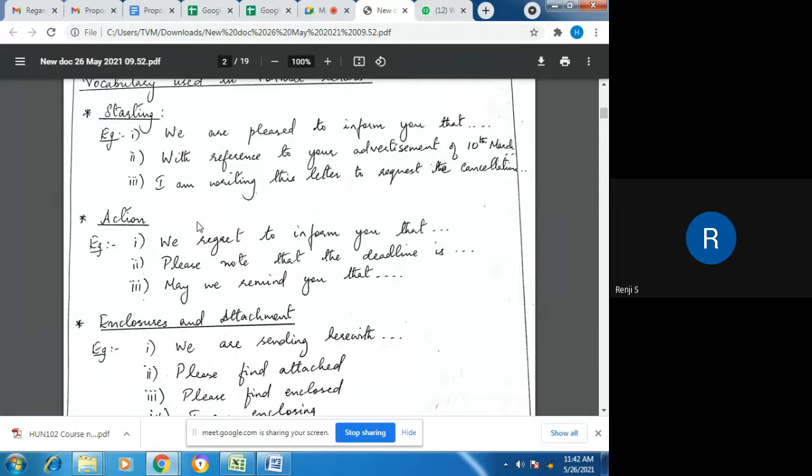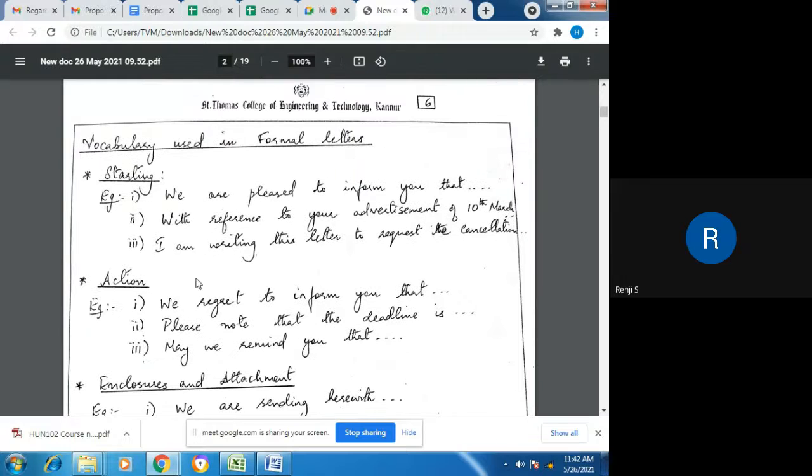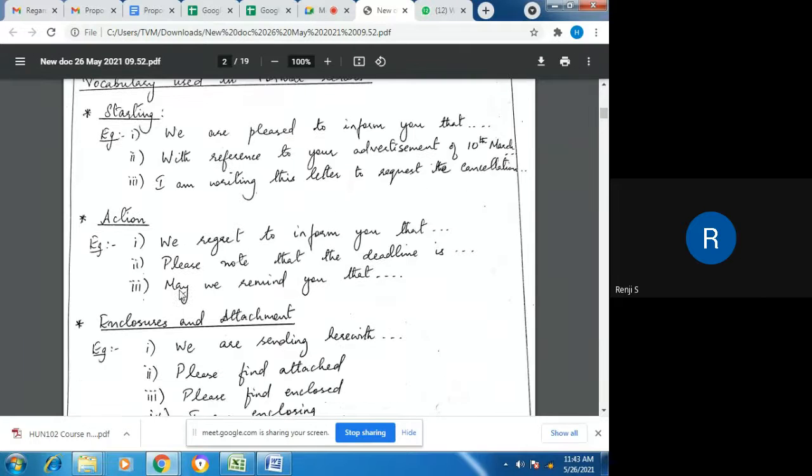So these are the sentences. There are a lot of sentences, and those who have good language can use your own sentences. But if you're not aware of how to start, then you can study these sentences and try to start letters with them. So this is how you start certain formal letters. If you're trying to inform, or if you're trying to give some information, then you can start like this.